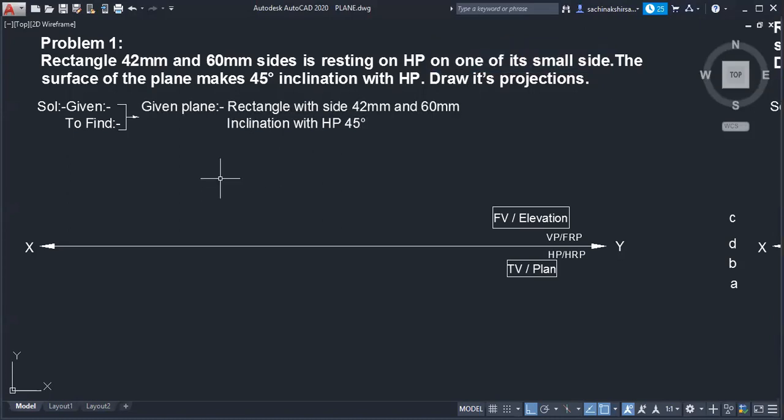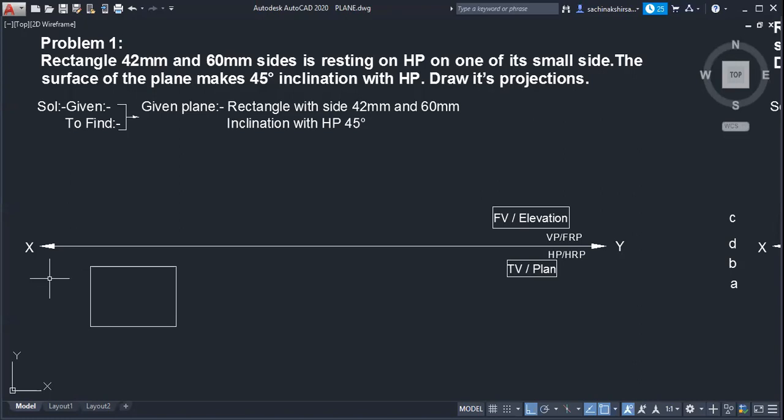So true shape, where do I have to draw it? In top view or in front view? Top view. So simple, very simple. Here you have to draw a vertical line. How much is it? 42. Then horizontal 60, then vertical again 42, and this is 60. Likewise, this is very simple. Likewise, you have to draw.